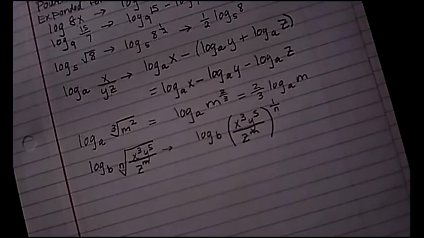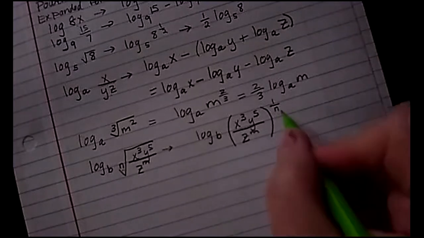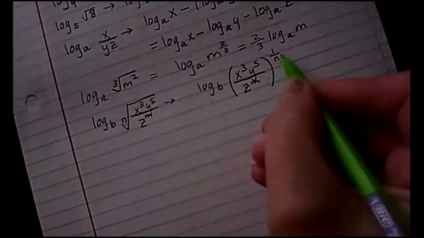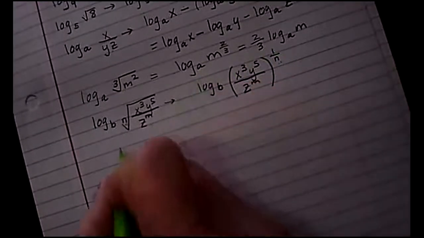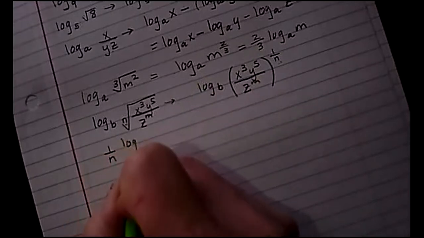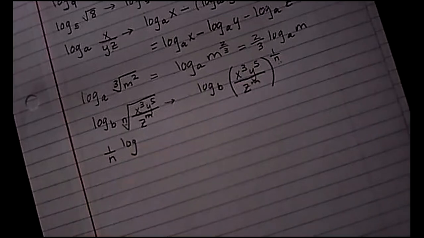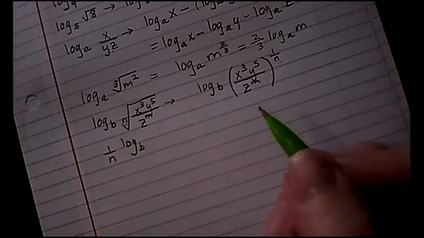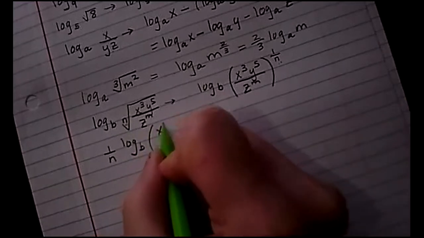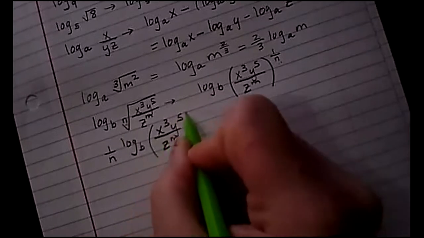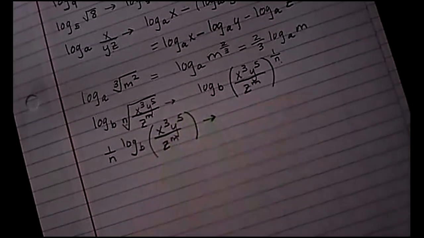All right, so now from there, let's go ahead and bring that down. Let's use our power rule. We're going to bring that to the front, so we'll have 1 over n, and then log b of x to the third, y to the fifth, over z to the m. Okay, so let's keep going. We're just going to keep going, doing all the steps.